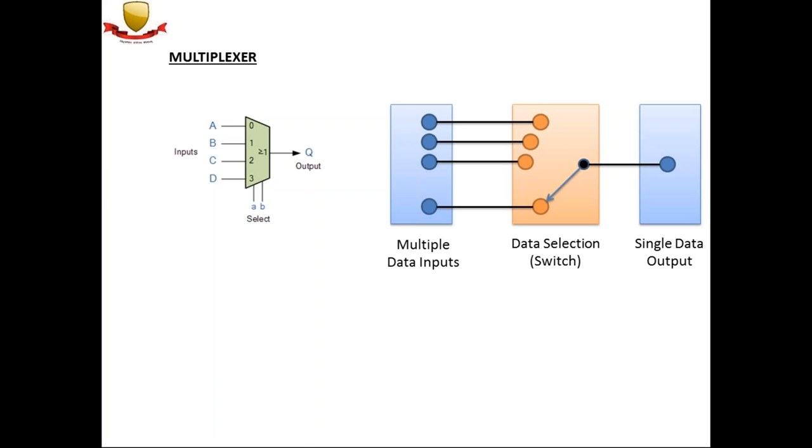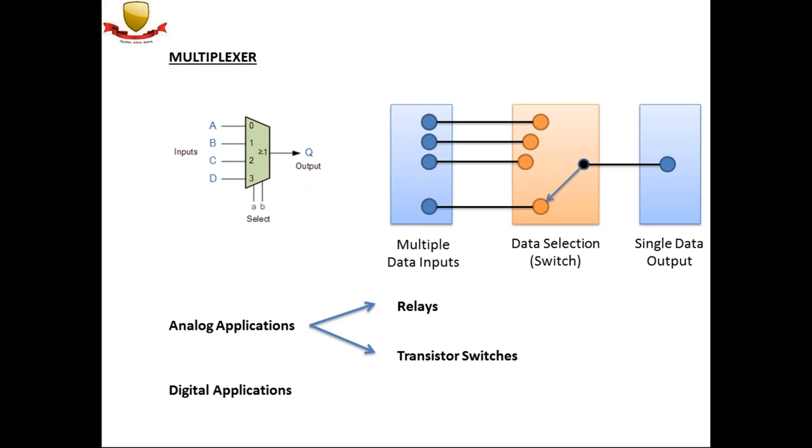These multiplexers are capable of handling both analog and digital applications. In analog applications, these are made up of relays and transistor switches. However, in digital applications, these are made up of standard logic gates.